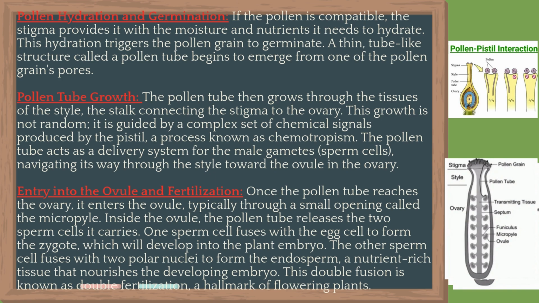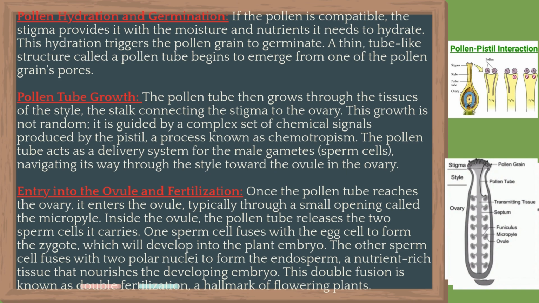It is guided by a complex set of chemical signals produced by the pistil, a process known as chemotropism. This process is called chemotropism, which guides the pollen tube formation process. The pollen tube acts as a delivery system of the male gametes, that is sperm cells, navigating its way through the style towards the ovule in the ovary.